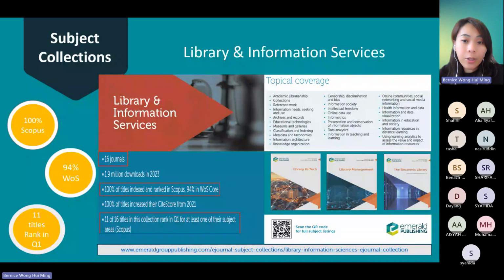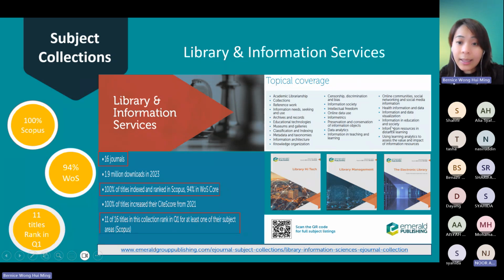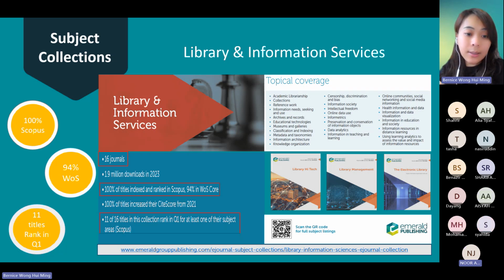Next, library and information services. We have 100% in Scopus, 94% in WOS, 11 titles ranked in Q1. If you are publishing more on library and information services, you can consider, for example, information in education and society, museums and galleries, educational technology, archives and records, metadata and taxonomy, information architecture, knowledge organization. So you can consider publishing in the LIS collection.